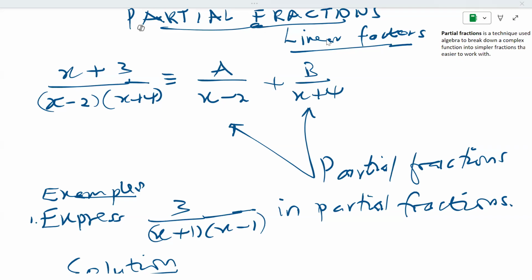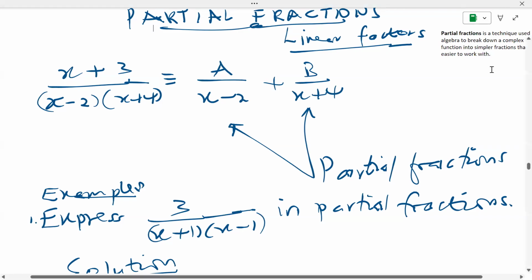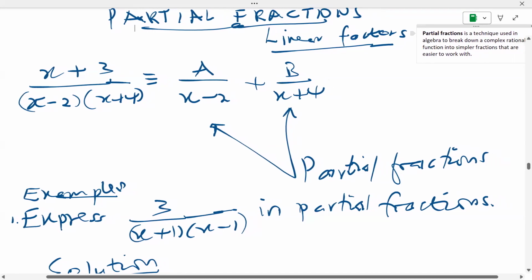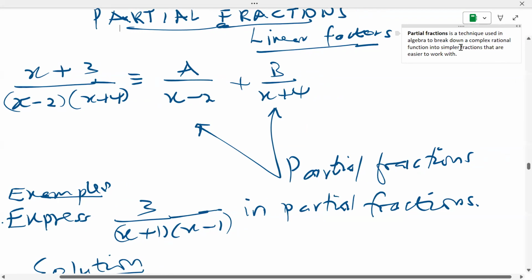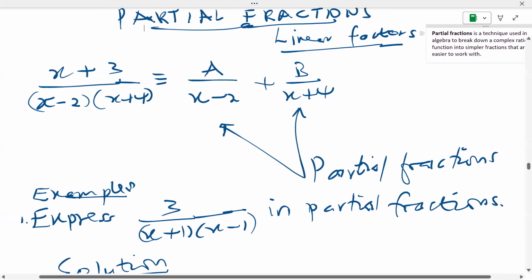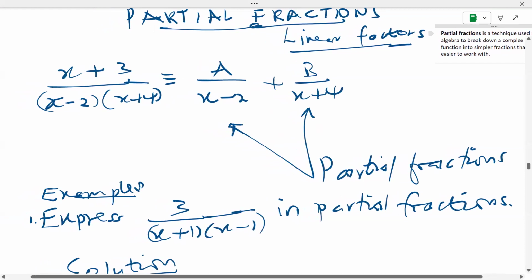Great. We are going to consider the topic partial fractions. And if we look at this side, we've seen that we have the explanation there. And so we are saying that partial fractions is a technique used in algebra to break down a complex rational function into simpler fractions that are easier to work with. And so that is the meaning of partial fractions. And we are going to deal with the various aspects of them.